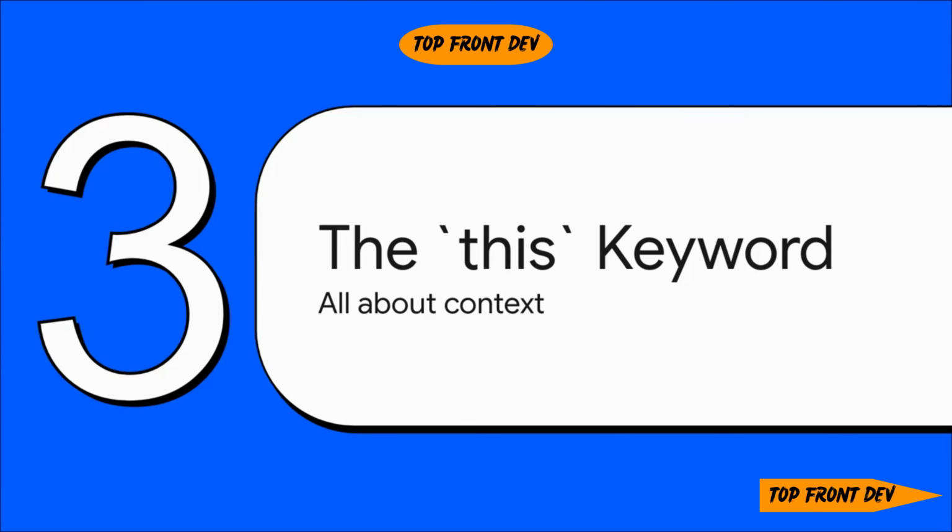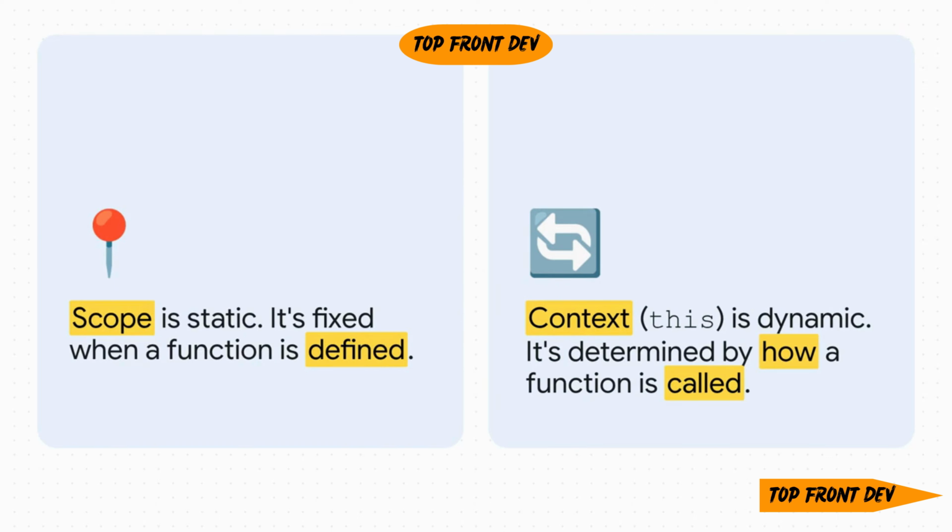All right, let's wade into it. We're going to tackle one of JavaScript's most powerful and, let's be honest, most confusing features, the this keyword. My advice, forget whatever this means in other languages you might know. In JavaScript, this is a whole different animal. It's all about context.